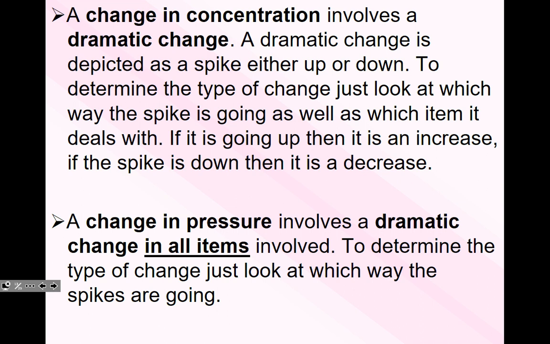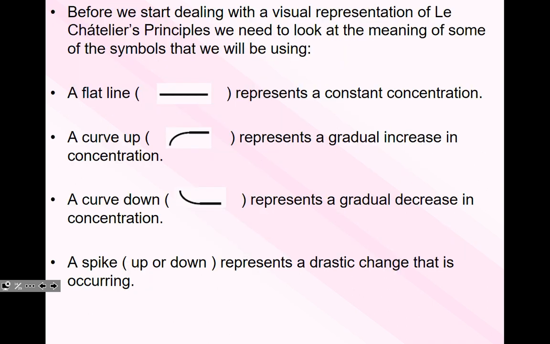A change in pressure involves a dramatic change in all items. This is really important for pressure. If I'm increasing the pressure, I'm going to have a spike. Depending on what's going on, there's going to be a spike right away, and then it's going to teeter into a curve going up or a curve going down. To determine the type of changes, look at which way the spikes are going. So either you're going to have a spike up or you're going to have a spike down. So what do these look like?